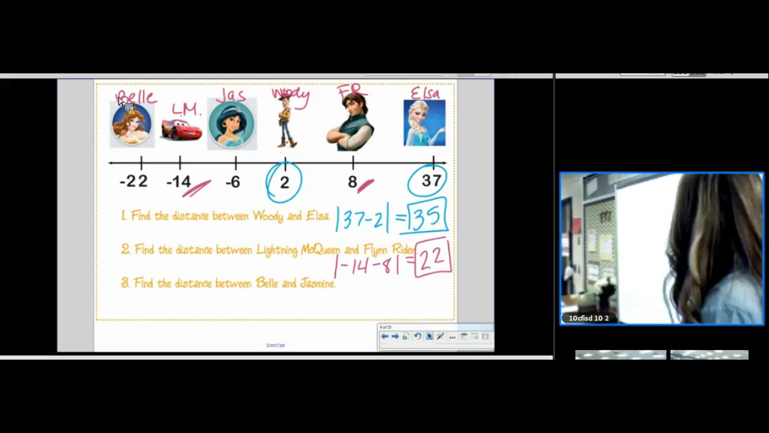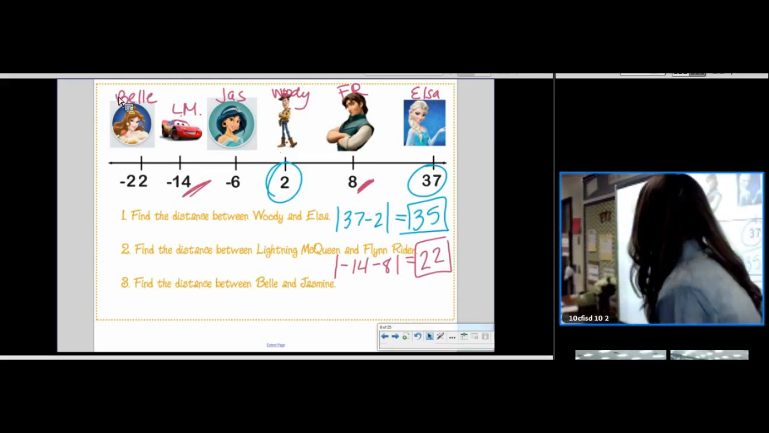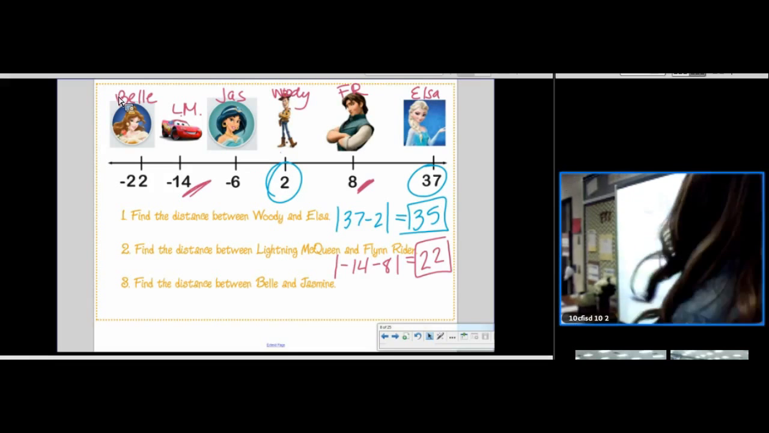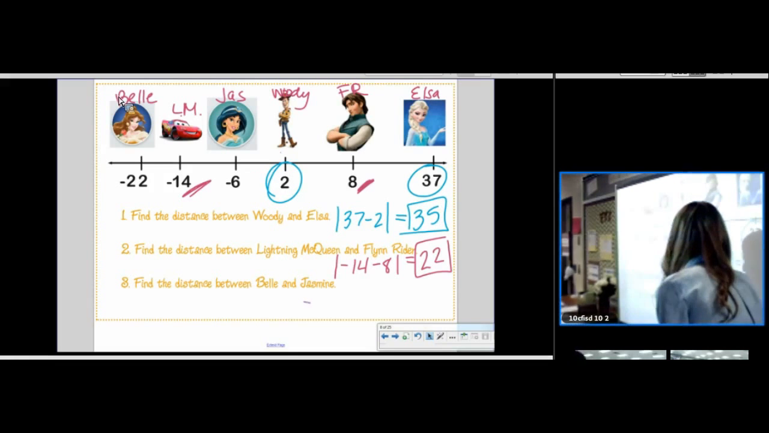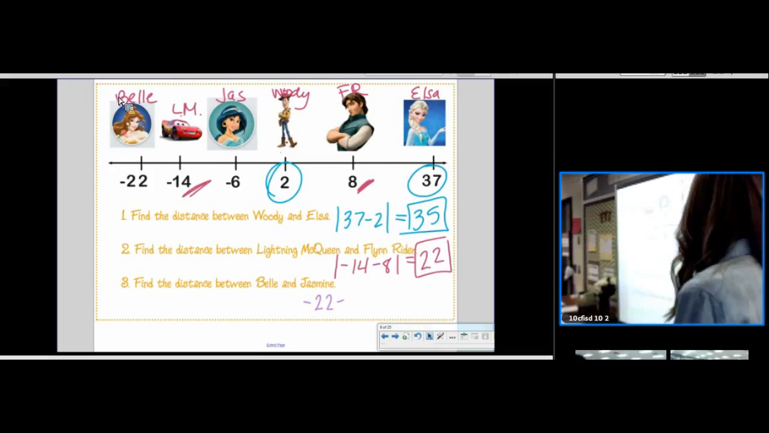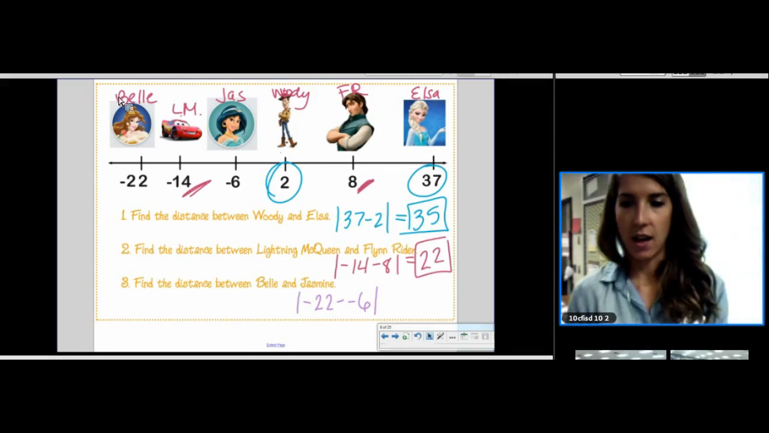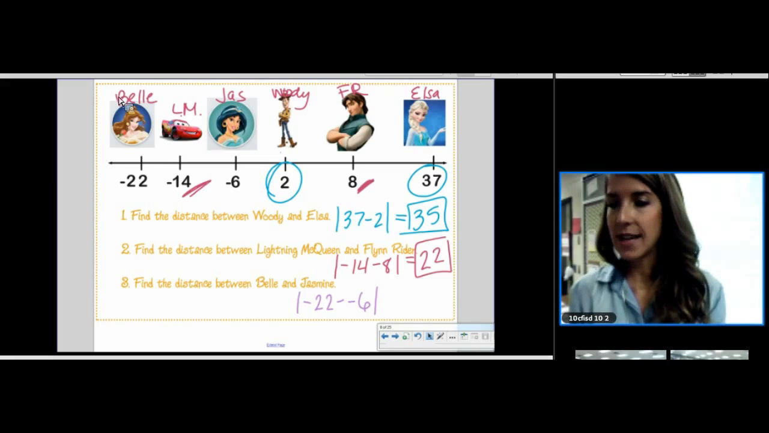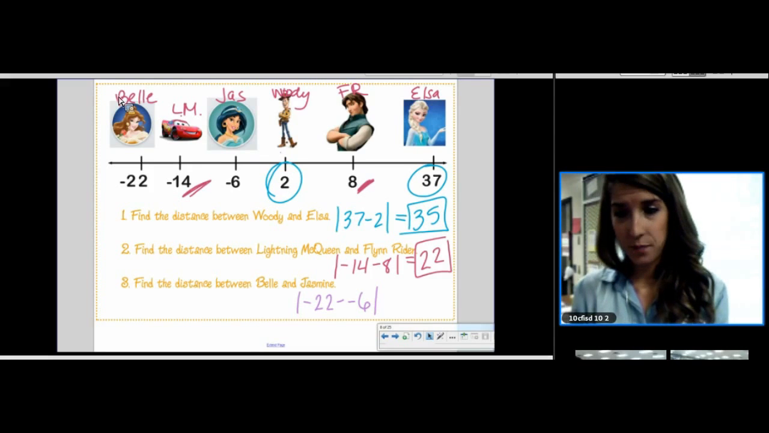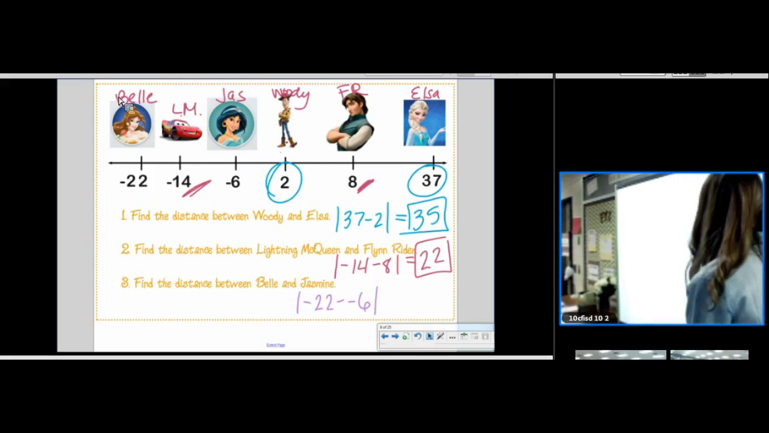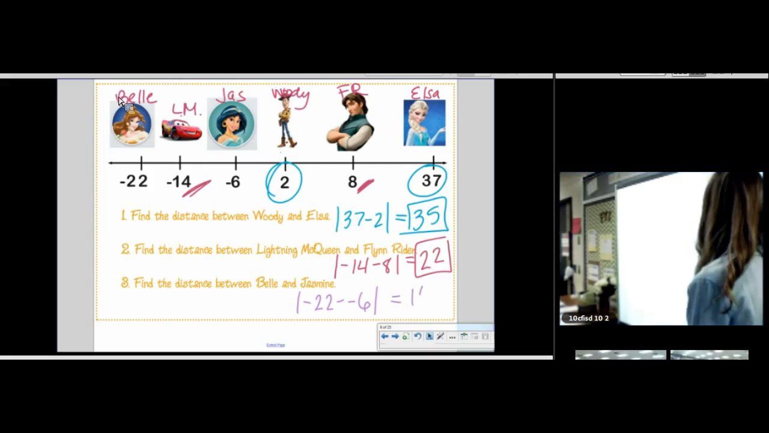Last one, Belle and Jasmine. Go, type your answers. This one's a little bit harder, but you're all getting it right. Okay. Negative 22 minus, be careful, Jasmine is at negative 6. So don't forget that last negative in there. Negative 22 minus negative 6. So it's really negative 22 plus 6, which is negative 16, and you make it positive.